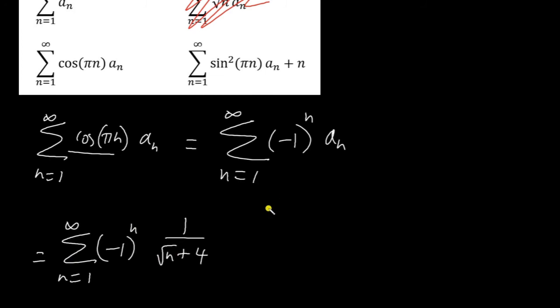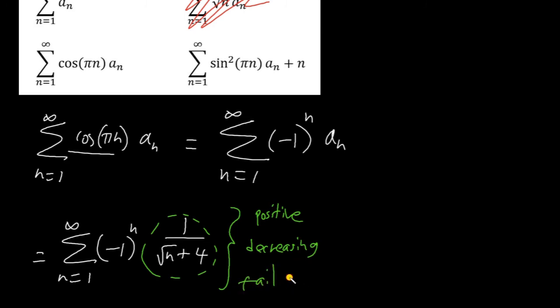Okay, so we need to check that this part of the series, the part that does not have the negative part associated with it, meets 3 major conditions, and then we can make a conclusion based on the alternating series test. So we will have 3 things to say about this. 1, is it positive? 2, is it decreasing? Is it getting smaller? And then 3, does it fail the nth term?